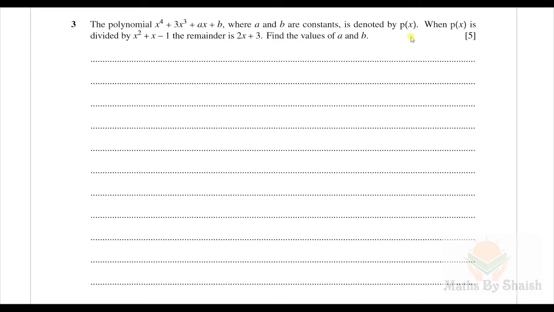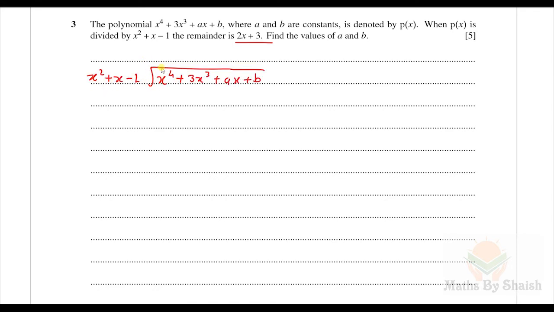So we know the remainder is this. We can use the remainder theorem, because we can find the roots of this quadratic equation and put them in the polynomial, and the remainder will be this. Otherwise we can simply divide. Let's divide this polynomial by x square plus x minus 1 and get the remainder in terms of a and b, and we'll equate it with 2x plus 3. So let's divide.